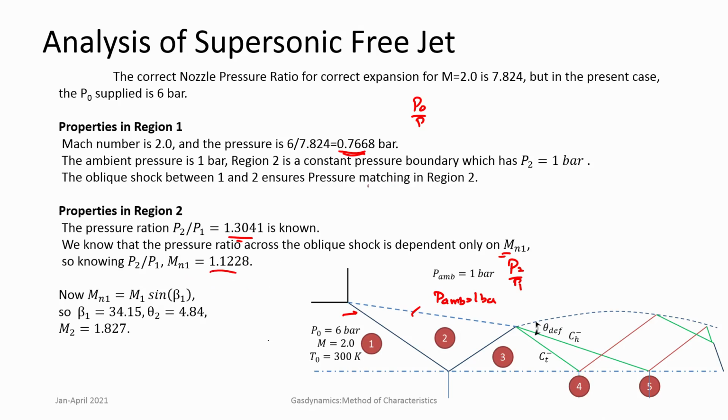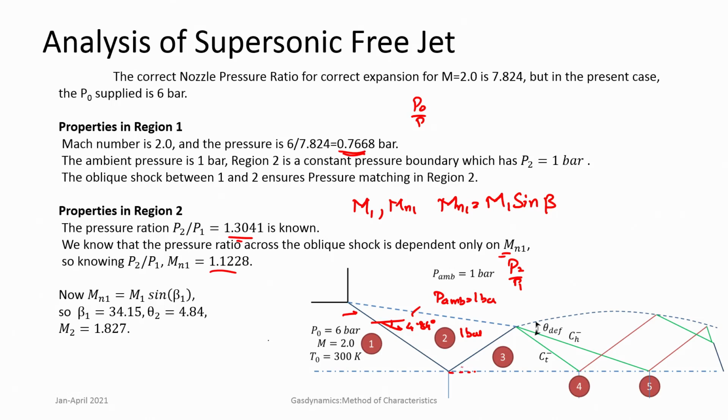1.1228. If you know the Mach number, M1 is known and Mn1 is known, we know Mn1 is equal to M1 sin beta. Therefore, you can get beta. Now, M and beta are known, we can get theta also. So, we get how much the flow is deflected. It is deflected by 4.824 degrees.